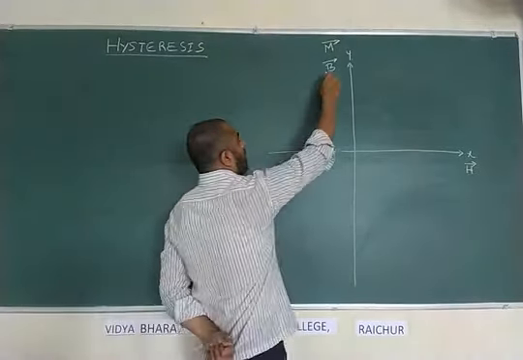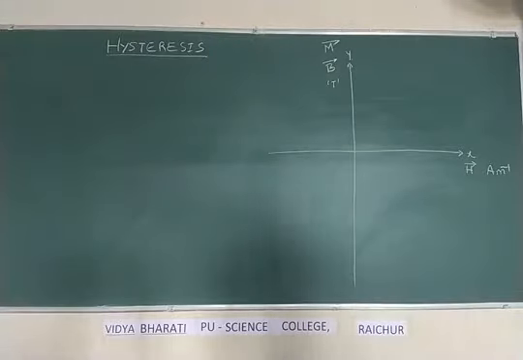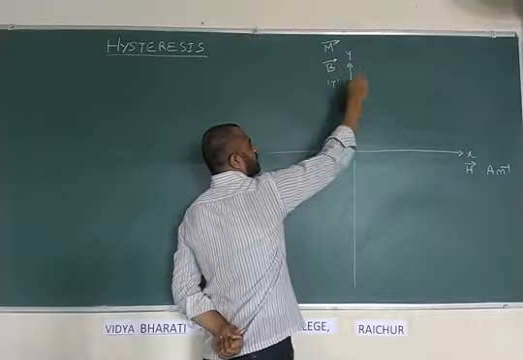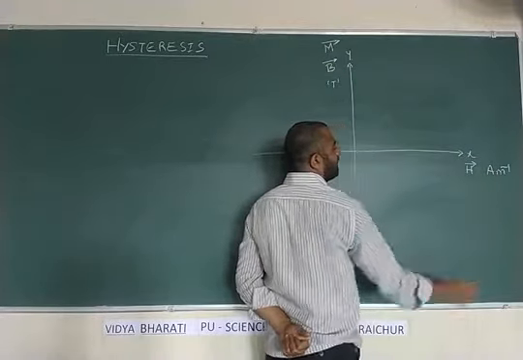Magnetic induction or net magnetic field is measured in terms of Tesla. We already know the SI unit of magnetic induction is Tesla. Magnetizing field intensity is expressed in terms of ampere per meter. These are the unit of magnetic induction and the unit of magnetizing field intensity.